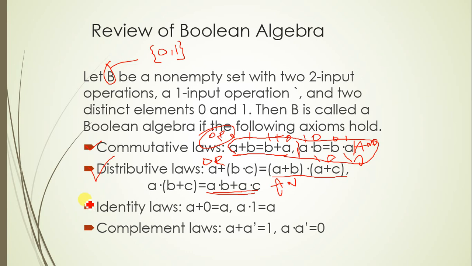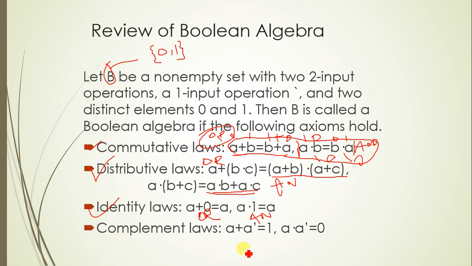Similarly, we have one more law which is called the identity law, that is A plus 0 is equal to A. Similarly, A into 1 is equal to A. Here OR logic has been applied, and here AND logic has been applied, right?